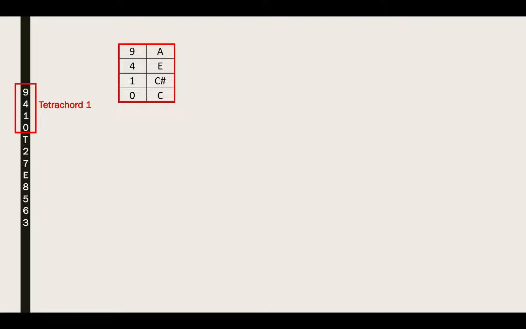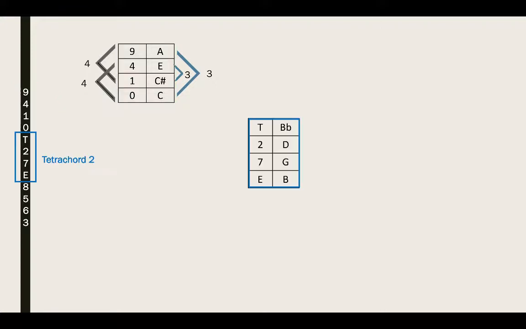Let's look at tetrachord 1. The first tetrachord, 9410, is pretty interesting. It has a symmetrical overlapping subset of two fours, or major thirds, A to C sharp and E to C, which also shows the minor thirds on the other side, or three pitch classes, E to C sharp and A to C. It's pretty nifty.